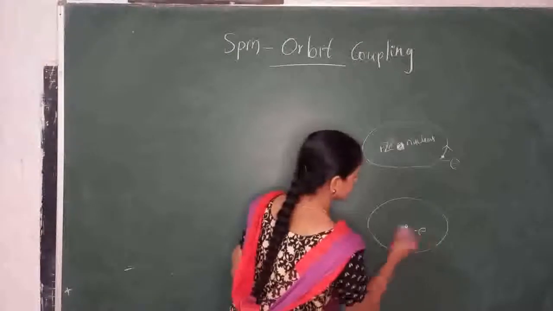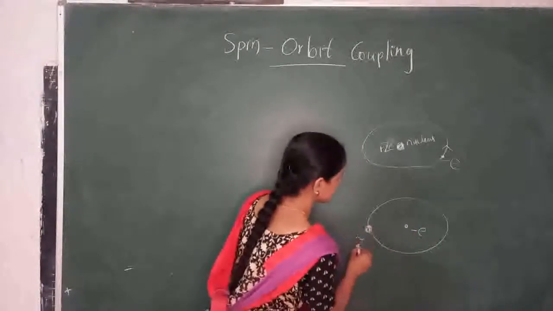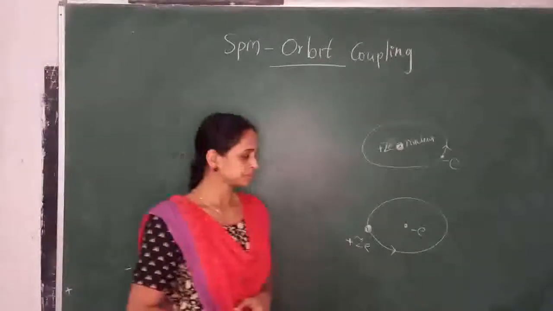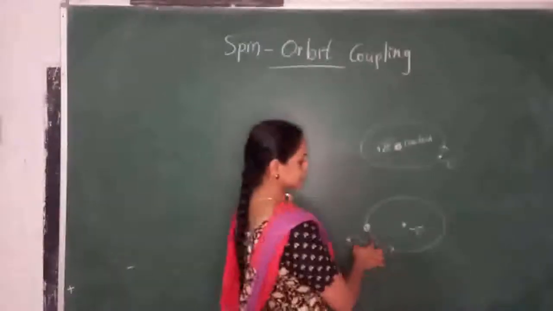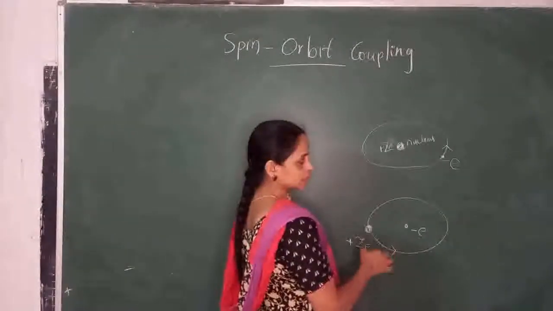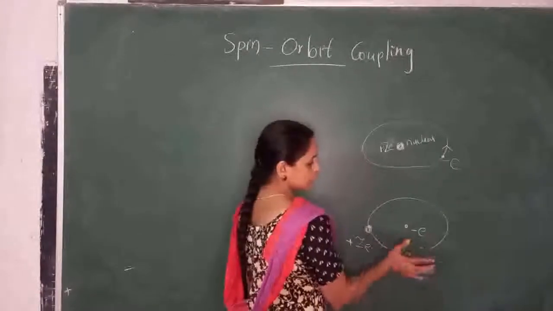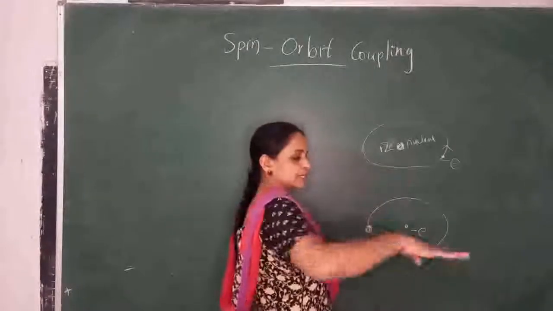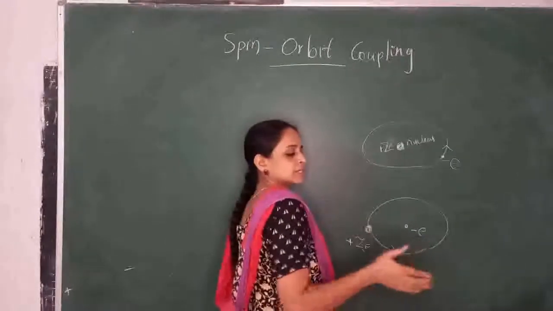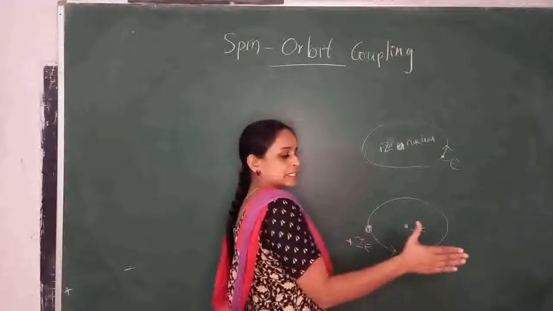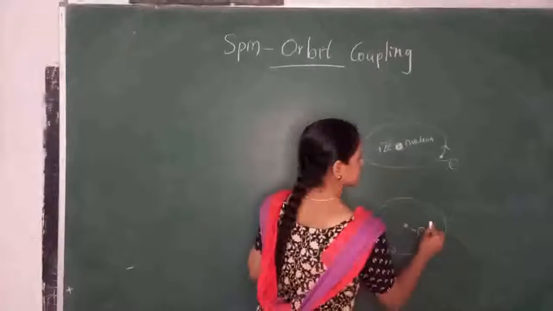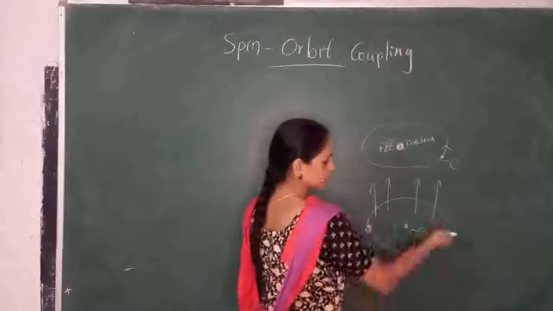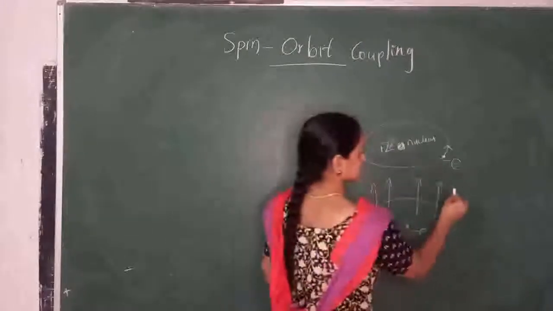This is the electron. The nucleus is revolving around the electron. This is a positively charged particle. When it revolves in this direction, in this plane, the magnetic field will be upward. So the magnetic field due to this will be in the upward direction, perpendicular to the plane of the motion. This is the magnetic field B.